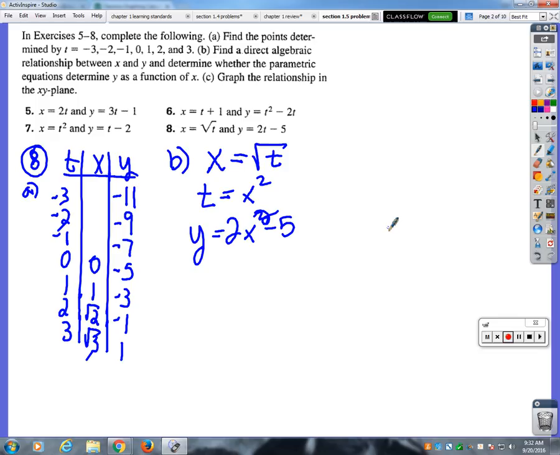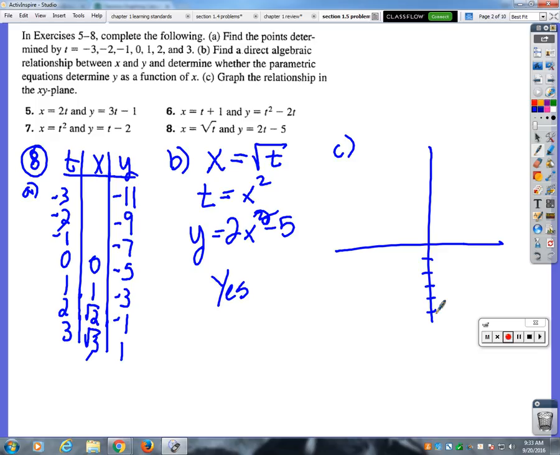Okay? Is y equals 2x squared minus 5 a function? Yes. Okay, then finally for C, I'm going to graph the relationship between those two things. And you can do that on Desmos if you want and sketch it, but it's pretty straightforward. It's a down 5. And then it's a parabola, right? And it opens upward, and the 2 tells us that it's a little bit steeper than a normal parabola, okay?